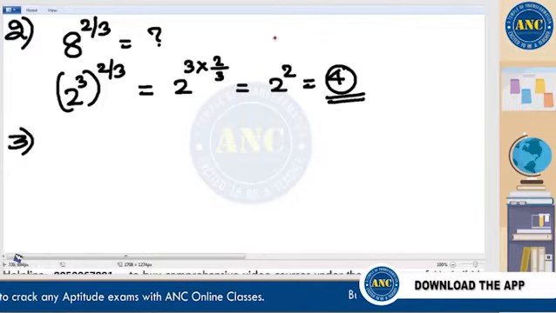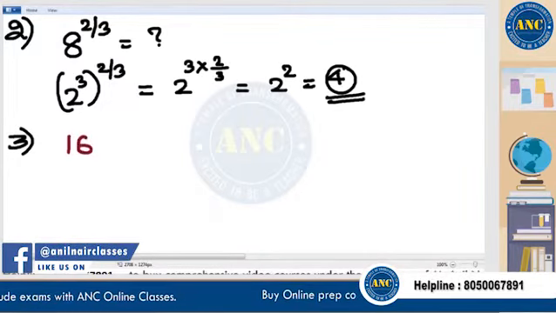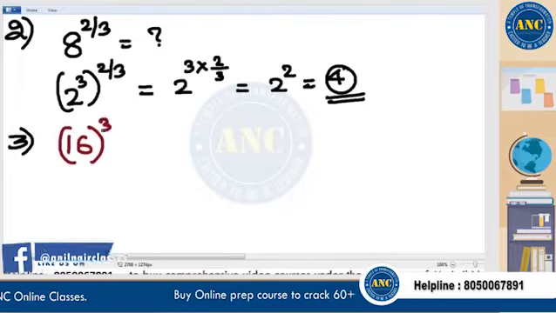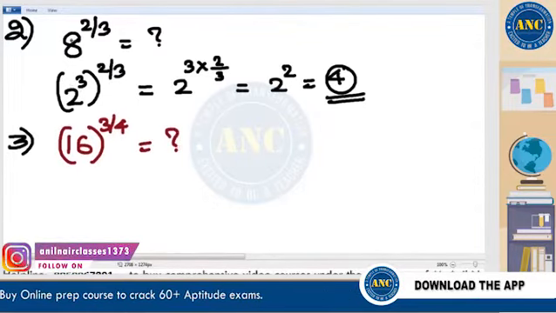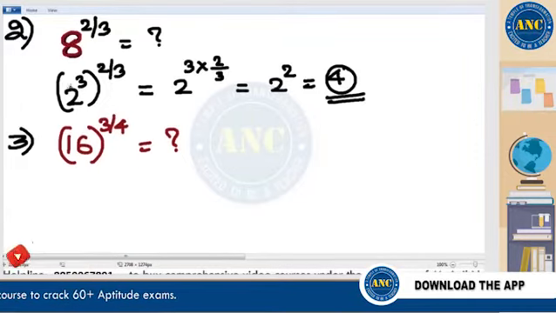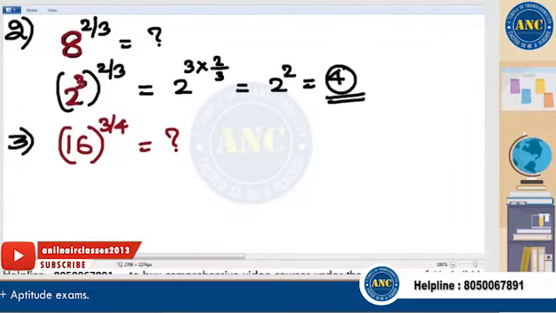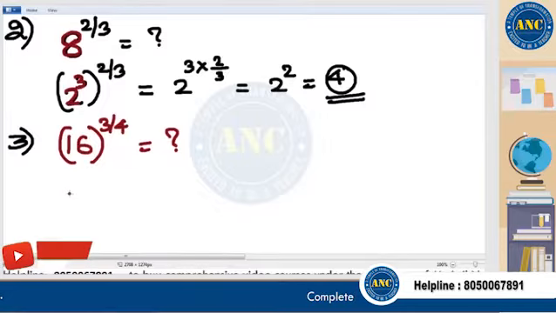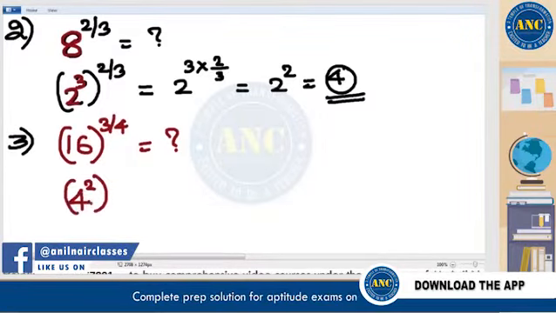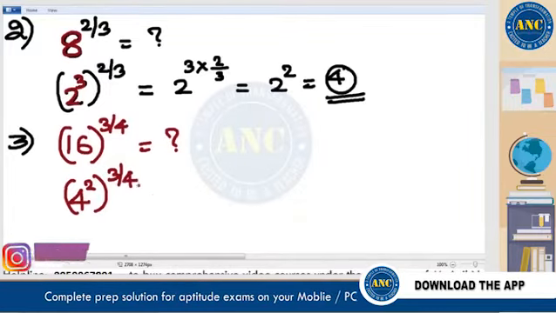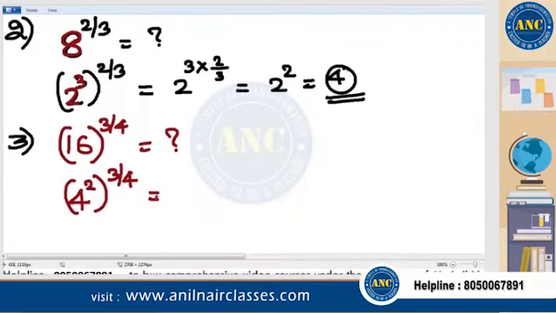Next, third question, similar kind of question. 16 power 3 by 4. Whenever you get 8, which can be written as 2 power 3, or whenever you get 16, which can be written as 2 power 4, or it is nothing but 4 power 2, try to express it as a square or some power of some base, right?